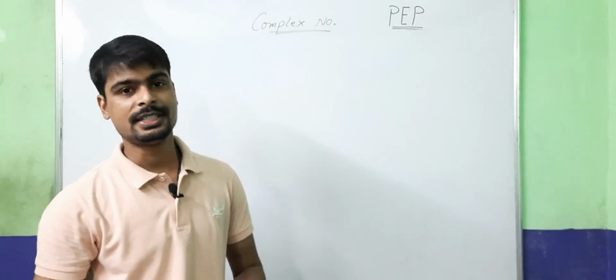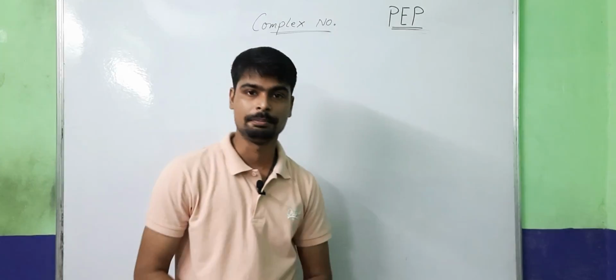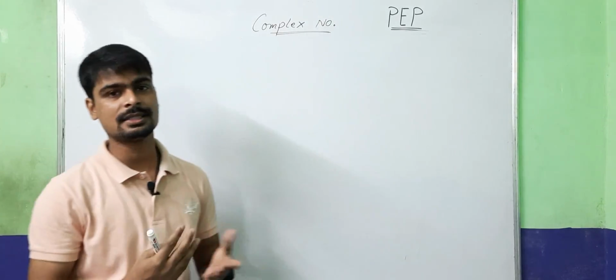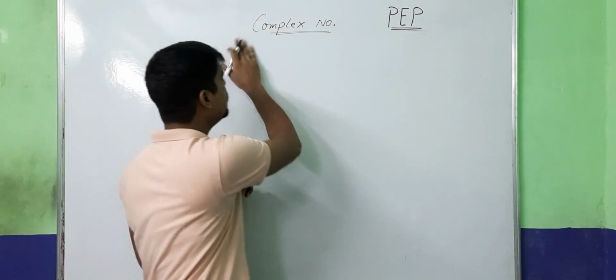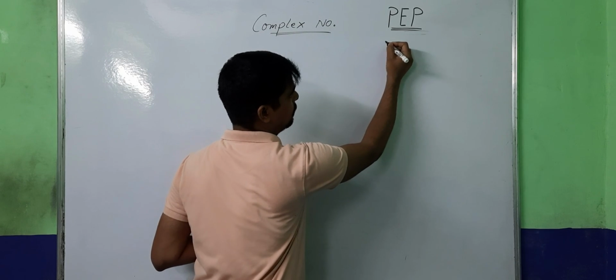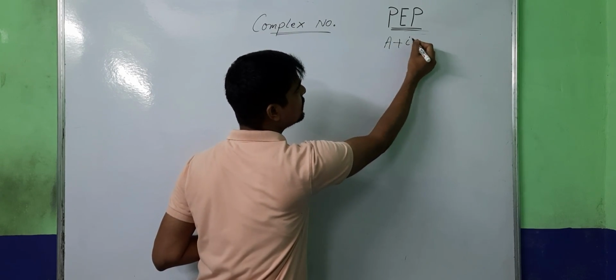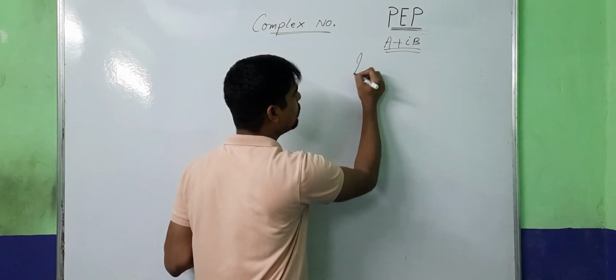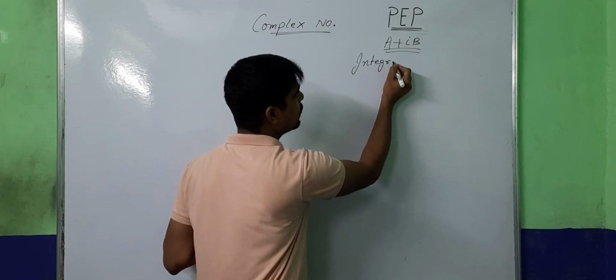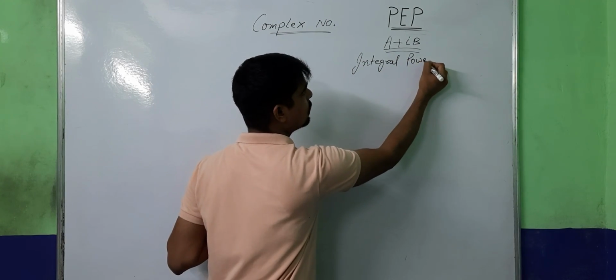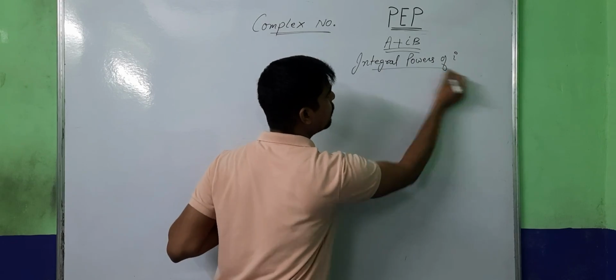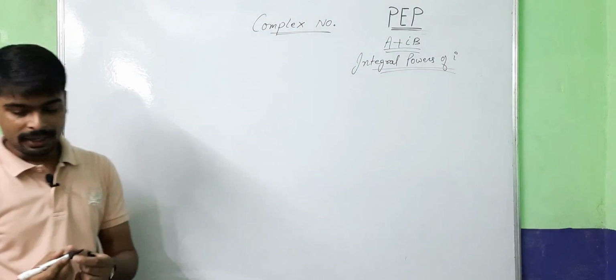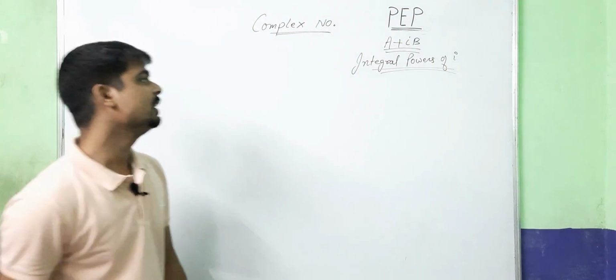Hello students, we are going to continue with the chapter named complex number, which we started in the last video. We studied the complex number form, a plus ib, and after that we studied integral powers of i. Today we are going to continue with the topic.